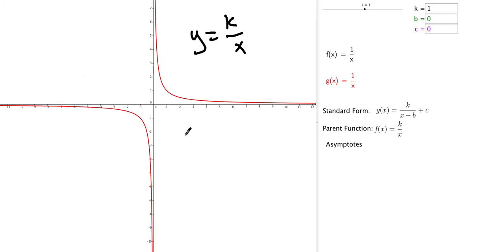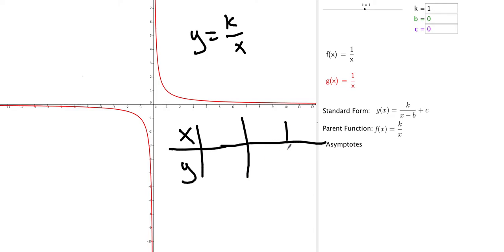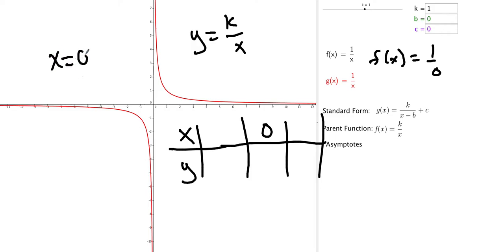Let's make a little table of values. When x is 0, what happens to this graph? It explodes. You have f of x is equal to 1 over 0 and algebra explodes. So x can't be 0. That's why there is no value here. That's actually a vertical asymptote. The line x equals 0 is a vertical asymptote. It's a value that this function cannot be.